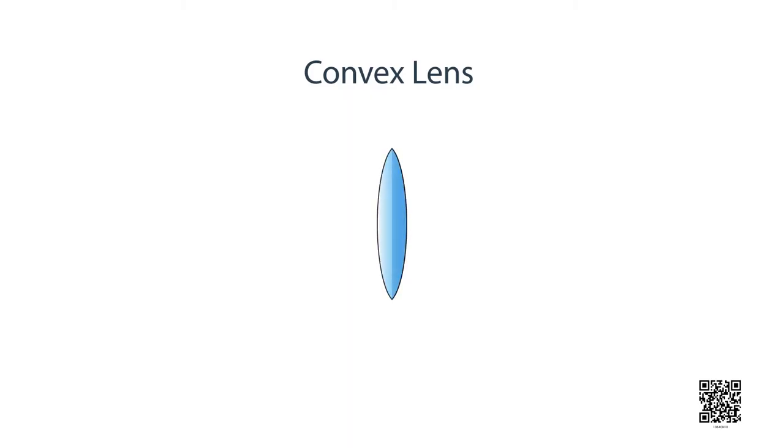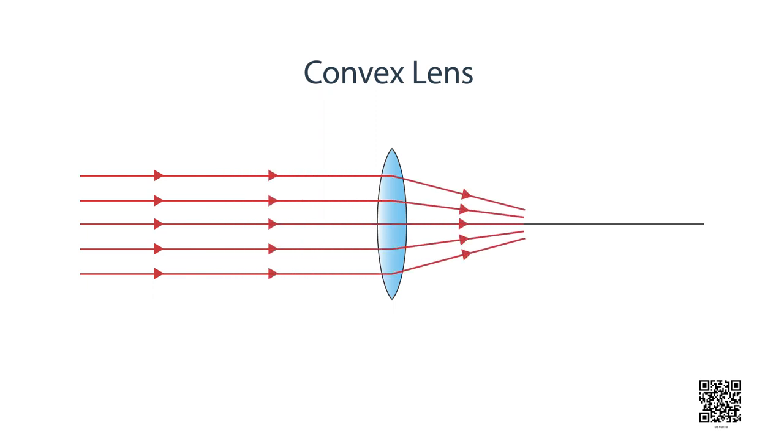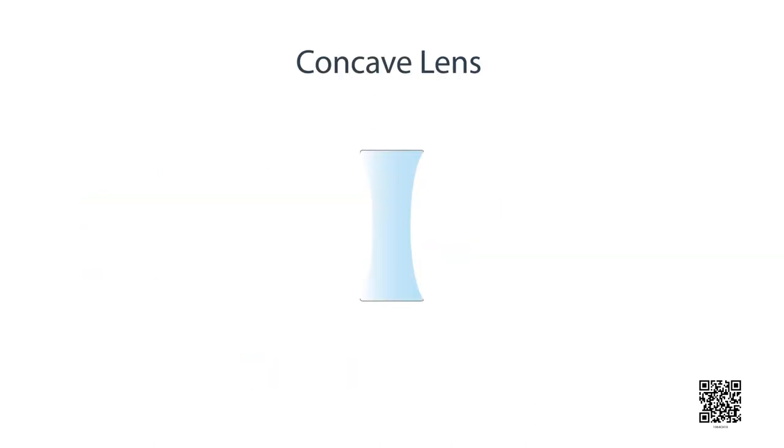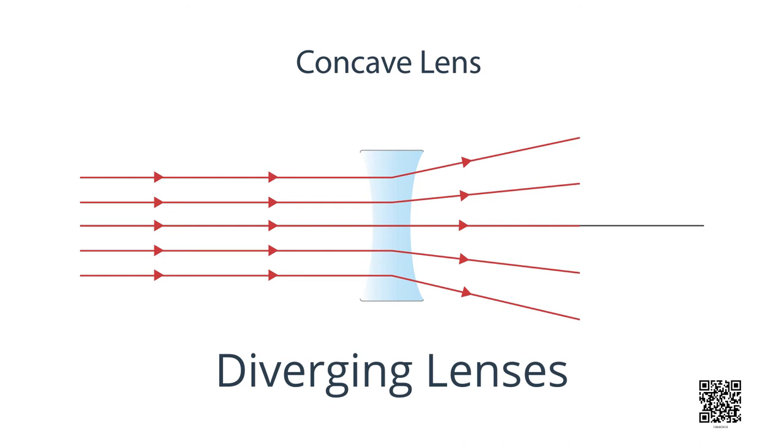A lens may have two spherical surfaces bulging outwards. Such a lens is called a double convex lens or convex lens. It is thicker at the middle as compared to the edges. Convex lenses converge light rays, hence are called converging lenses. Whereas a concave lens is bounded by two spherical surfaces curved inwards. It is thicker at the edges than at the middle. Such lenses diverge light rays and are called diverging lenses.